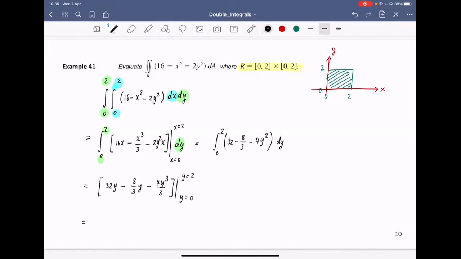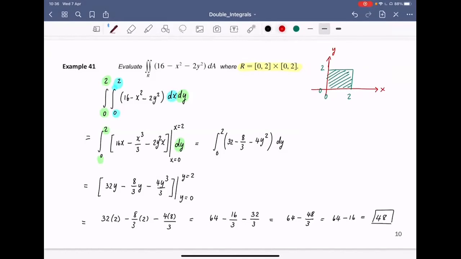Again, I need to compute that. So I'm going to get 32 times 2, minus 8 over 3 times 2, and then minus 4, 8 over 3 here. You need to calculate a little bit. This is 64, and then minus 16 over 3, and then minus 32 over 3. What do you get? That is 64 minus 48 over 3. But 48 over 3 is 16, right? So it's 64 minus 16 here. So what is 64 minus 16?